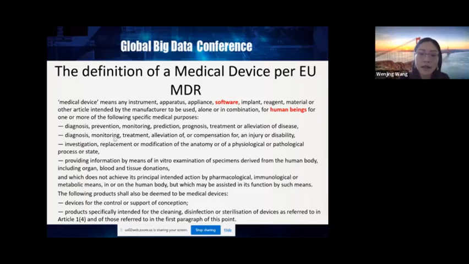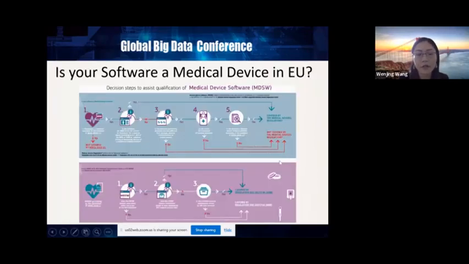And it has to meet some of the medical purposes like the diagnosis, monitoring, treatment, prevention, or prediction of a disease. And in the EU MDR, they also have a risk-based approach to assess the classification of your product, and you follow different submission pathways to get the approval from the notified body before you can commercialize your product.